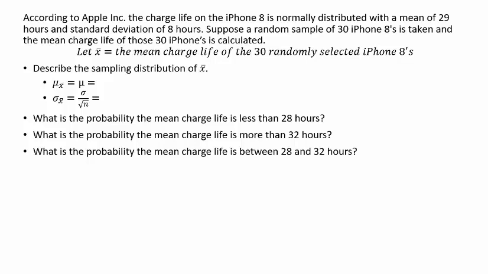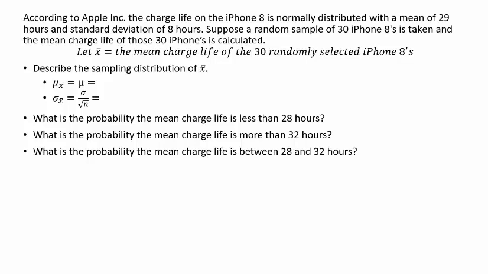So the first phone is going to have a charge life of whatever, the second phone a charge life of whatever, and we're going to define this variable. We let x bar be the mean charge life of the 30 randomly selected iPhone 8s. The first question says, describe the sampling distribution of x bar.